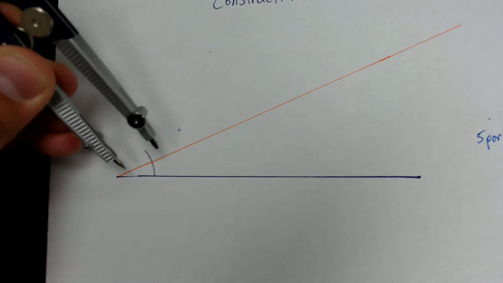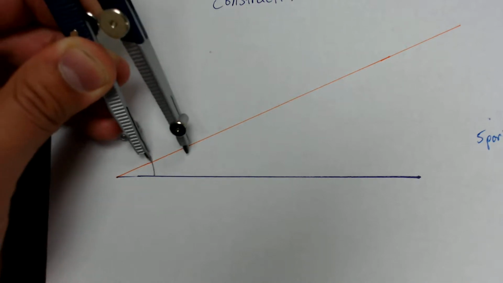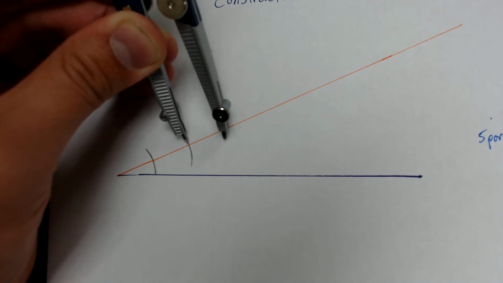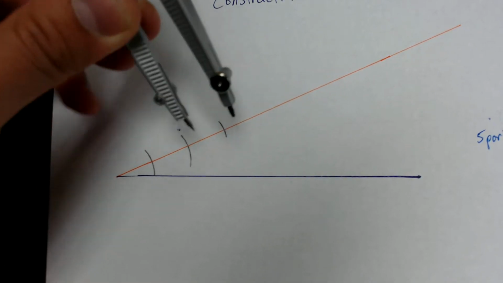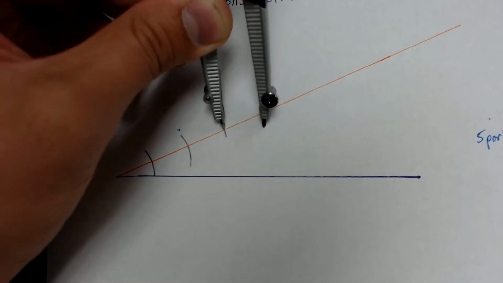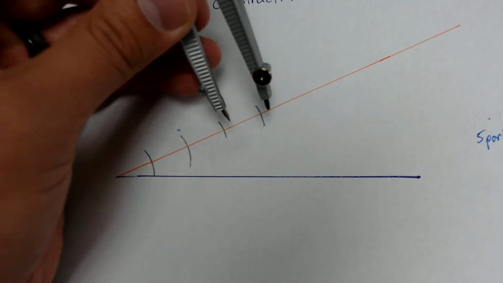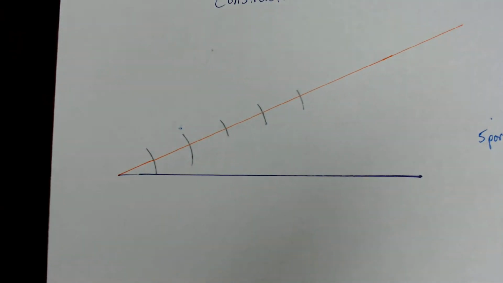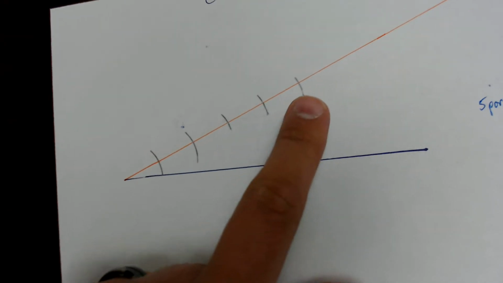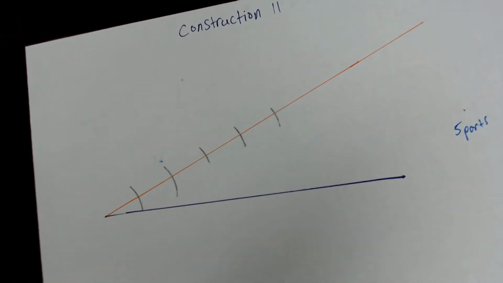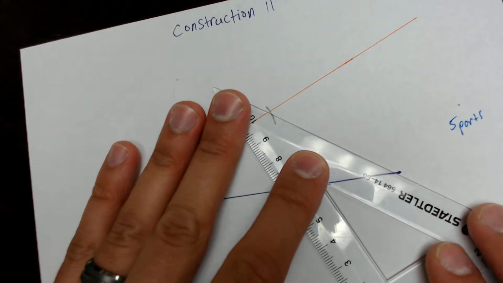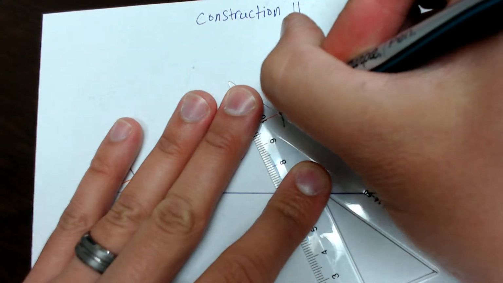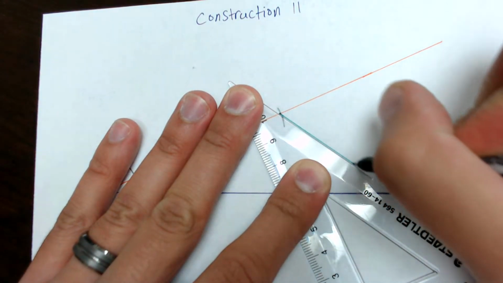All right, so that's 1 time. I'm going to go back. I'm going to do it again. That's 2 times. And 3 times. 4 times. Oops. And 5 times. All right, so once I've marked this off 5 times, what I'm going to do is go to the 5th marking, and then I'm going to create a triangle. So with this last point on the 5th marking, I then create a triangle with the given line.